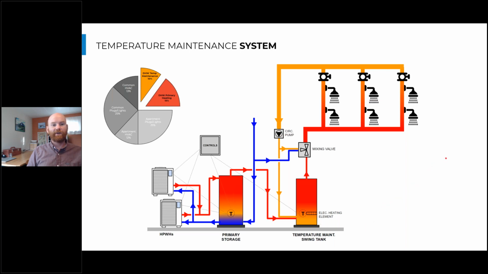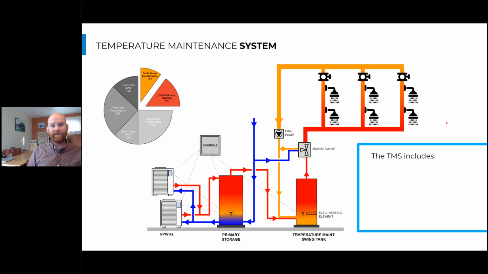So we want to prioritize our system COP, and piping this in a dedicated arrangement, as I'm showing here today, we can prioritize that primary storage tank or that primary system COP and come up with a clever design solution to increase our temperature maintenance COP.